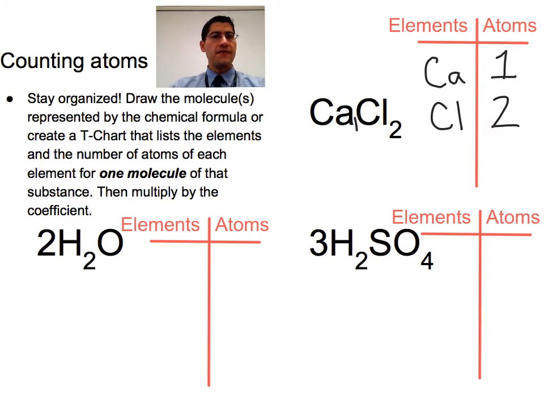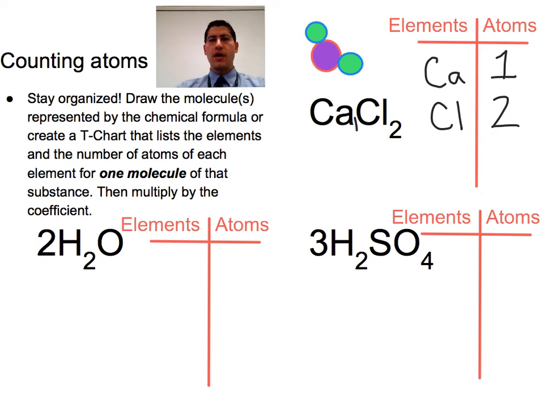Some of you are very visual, and the best way for you to stay organized is to draw the molecule itself. That's easy enough. We'll draw a purple dot for the calcium atom and two green dots for our chlorine atoms. And voila, we have one molecule of calcium chloride. There is no coefficient in this formula, so it just represents one molecule of calcium chloride, and we can stop there. Now let's tackle water because it has a coefficient.